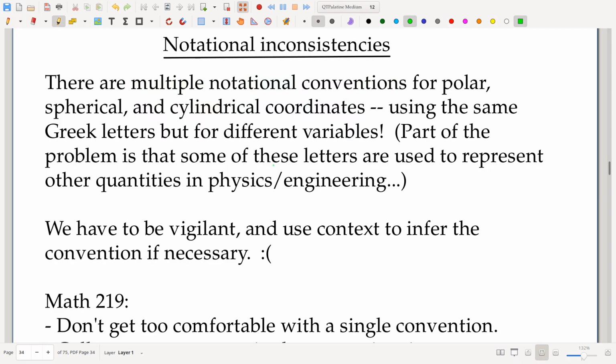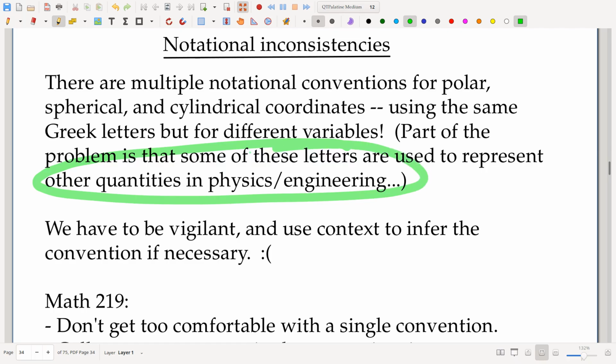There's some compelling need for this. So, for example, rho, which we're using as what I'll loosely call the radial coordinate in spherical coordinates, also gets used for charge density in a lot of physics and engineering contexts. Right, so that's a potential source of confusion.